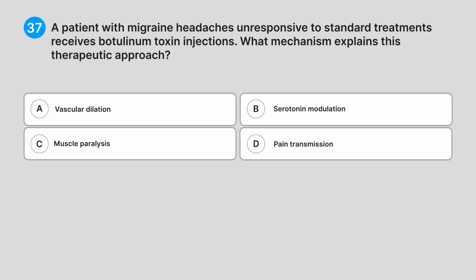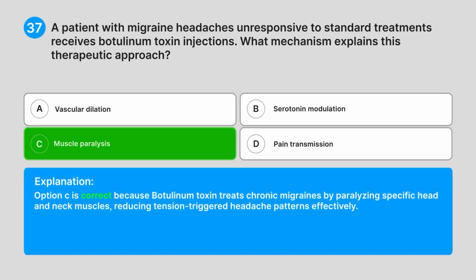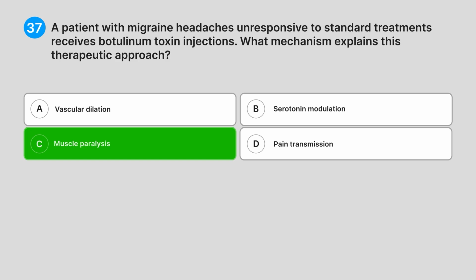Correct answer: C. Muscle paralysis. Explanation: option C is correct because botulinum toxin treats chronic migraines by paralyzing specific head and neck muscles, reducing tension-triggered headache patterns effectively.